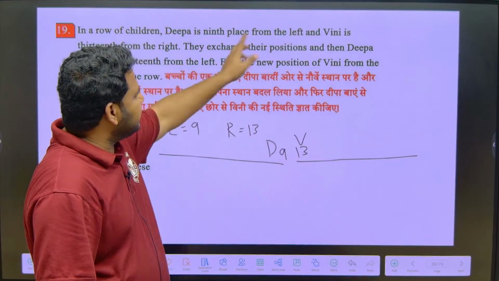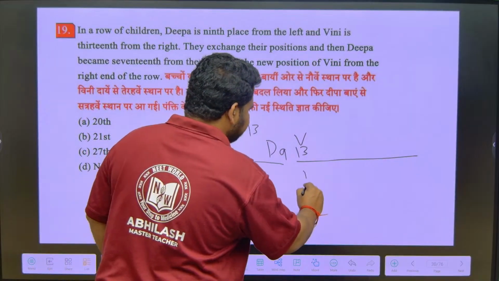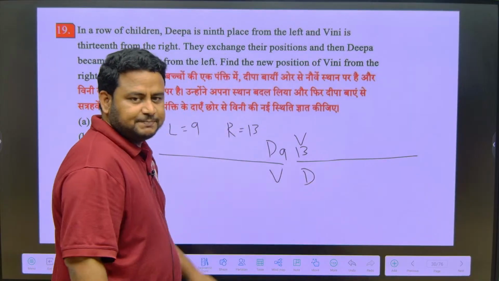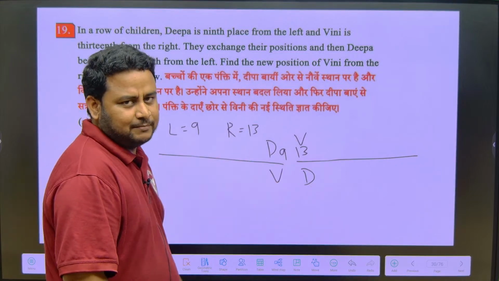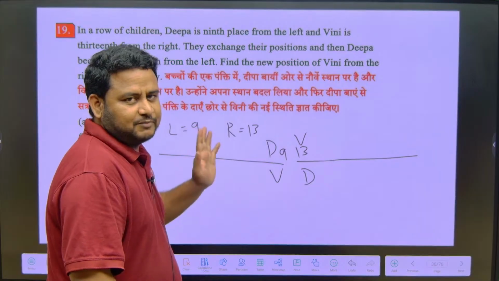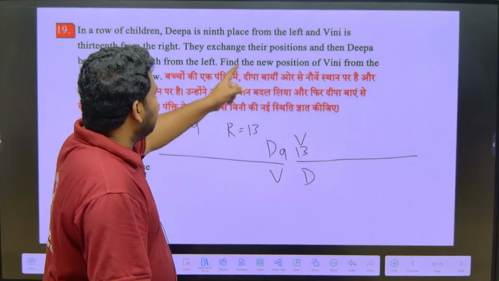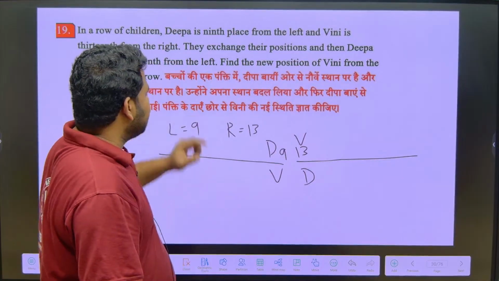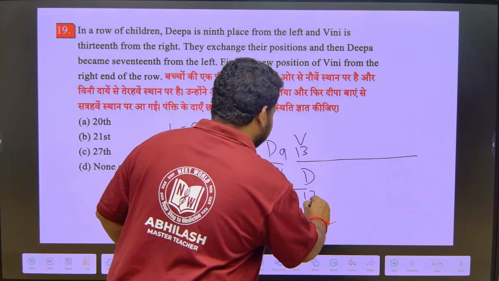Now what are they asking? They say they exchange their positions. Exchanging positions means they are interchanging the positions. That means Deepa will come to Vinny's place and Vinny will come to Deepa's place. Got it? Now what happens? Now the condition they are telling is that Deepa became 17th from the left. From the left, Deepa is now 17th.